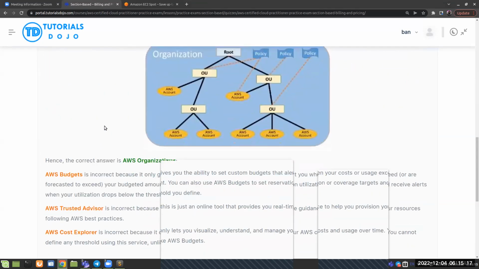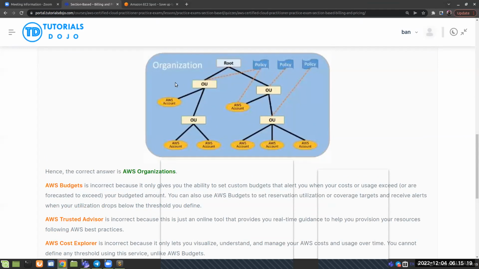And so this is a diagram which we should try to have in your mind. When you use AWS Organizations, you always start with the root. Then you create what is called an organizational unit, an OU. An OU is just like a container in which you can create an AWS account, or you can also create another sub organizational unit. And in that organizational unit, you can also create AWS accounts.